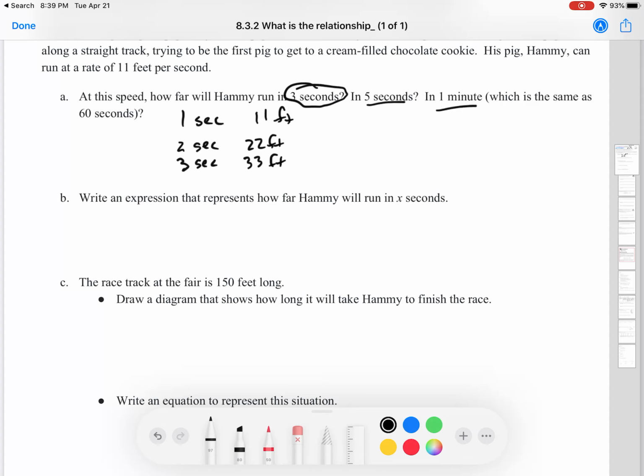What would it be for 5? And then in 1 minute, which is 60 seconds? Well, the pattern here is obviously taking the amount of seconds, in this case 5, and we're going to multiply by our rate. Right? 5 times 11 to get 55 feet. And for 1 minute, which is 60 seconds, we will do 60 times 11. Now, if you've been watching the mental math videos, we can just use the trick, right? When we multiply by 11, and then 6 plus 0 is 6. So 660 feet. Okay?